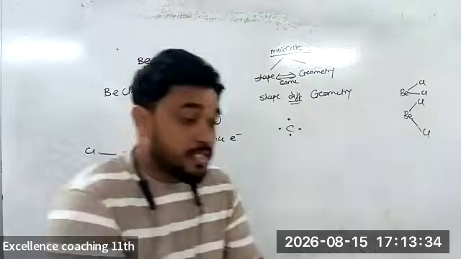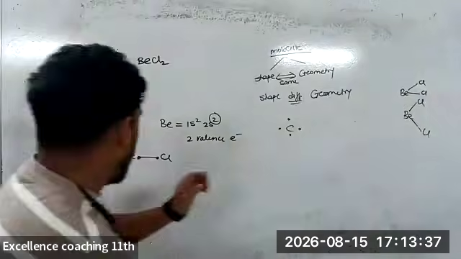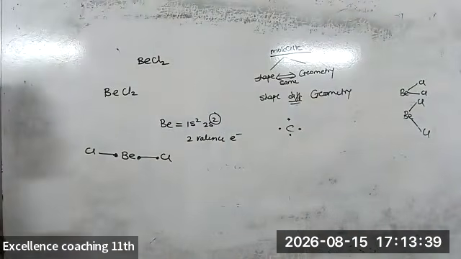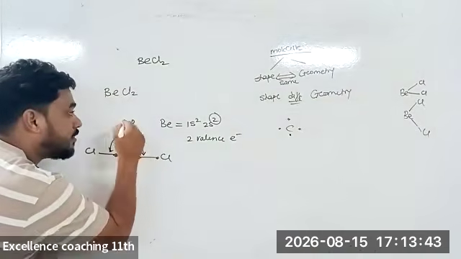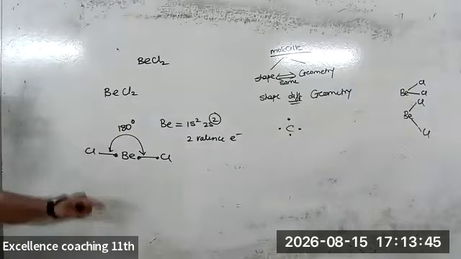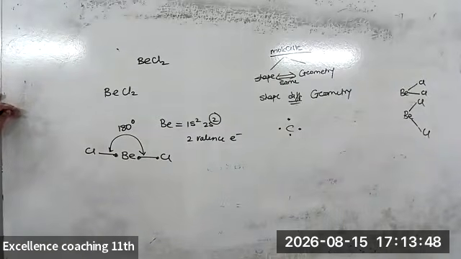Correct, sir? Okay, so you understood why I have drawn this beryllium chloride like this. What is this angle? 180 degrees. There are some exception cases in this also. Methane molecule is much different. I will tell you what's different.